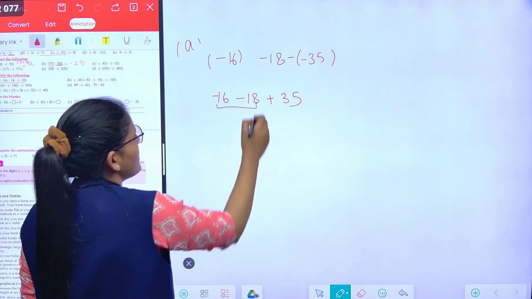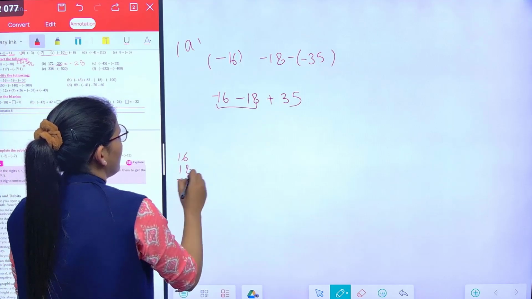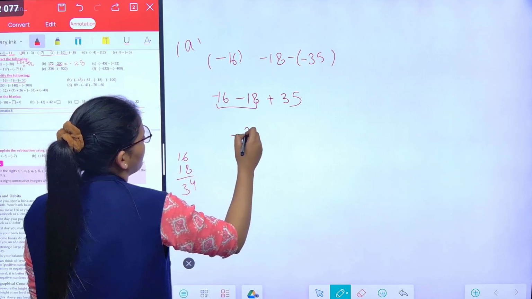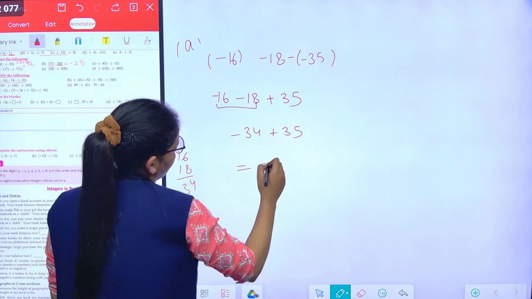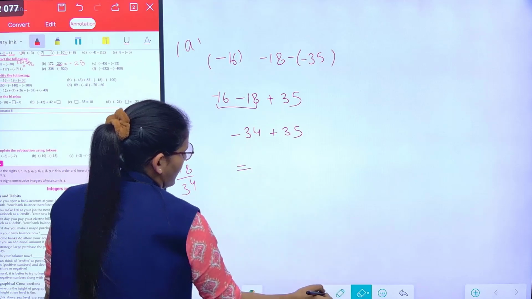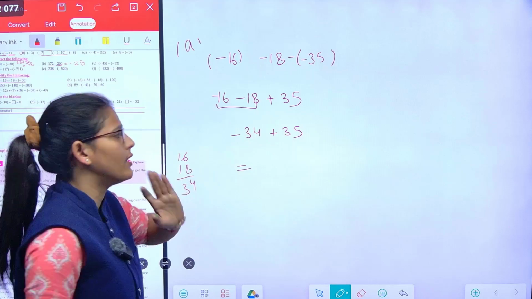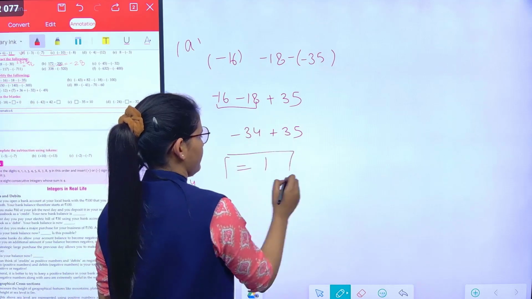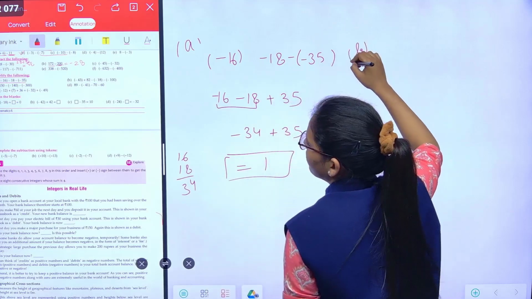Now class, हम सेम साइन वालों को प्लस कर लेते हैं. माइनस माइनस प्लस, because we know that. Now class, it is 34 plus 35. Now class, it is plus 35 minus 34, that is 1. Understand? Now class, see the B part.